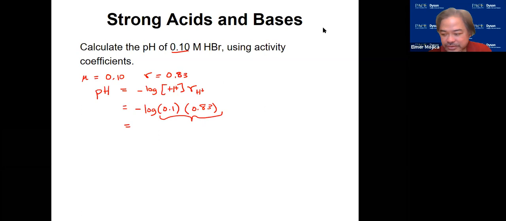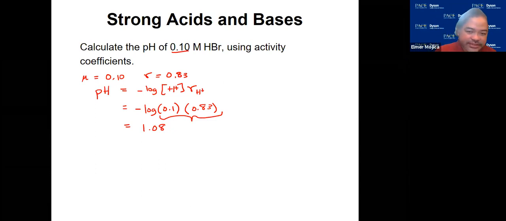Okay, because the right answer should be 1.08. So just check it to be sure. Because if you get the negative log first, that will give you 1, and times 0.83, that will give you 0.83. But you have to multiply 0.1 times 0.83 and then get the log. Is that clear?